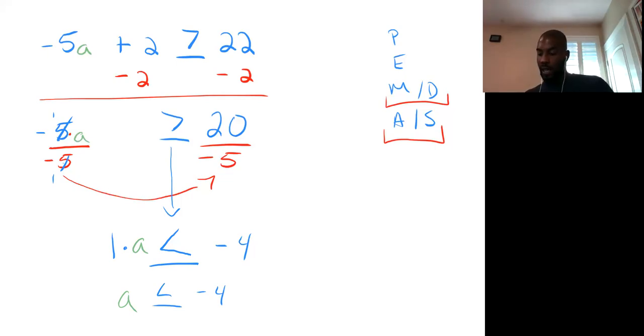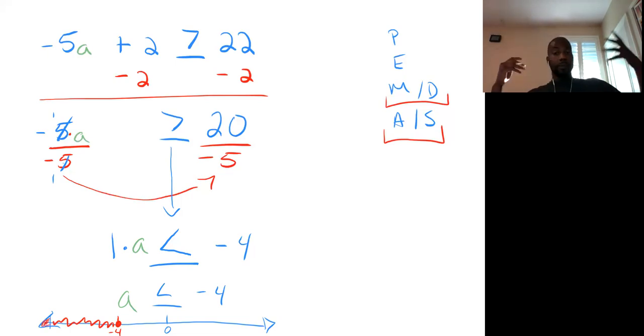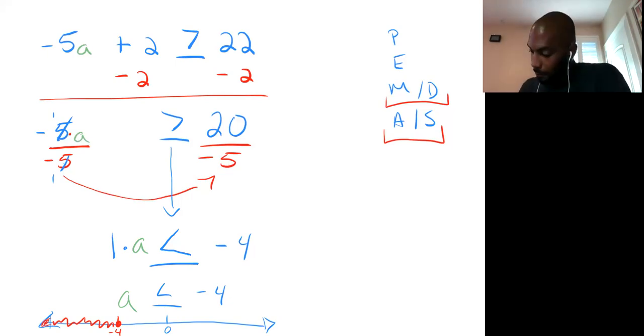Let's pick a number that works. Let me draw it out. I got 0 here. I got negative 4 over here. It can be equal to it, or it also could be less than. So I have my closed dot. A number that is equal to negative 4 is negative 4. Let's just plug that in.